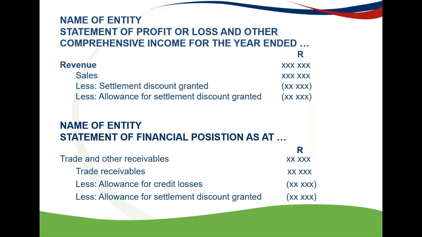Another example of a contra asset account will be your accumulated depreciation. That's also something that we are going to deal with later in the module. But that one is also a credit balance. Your accumulated depreciation account is also a credit balance account, which is also a contra or negative asset account.